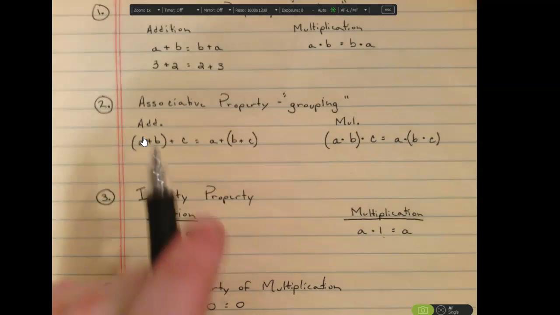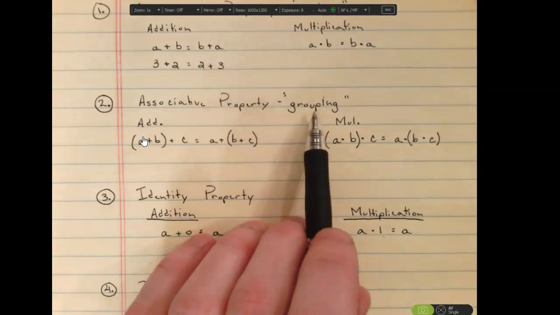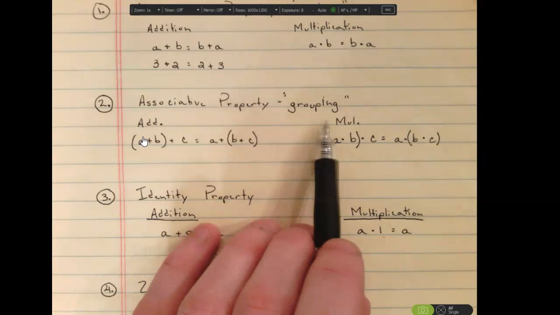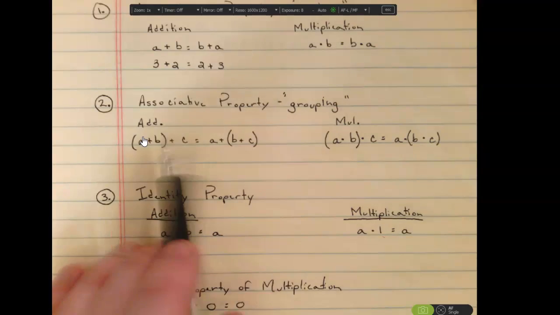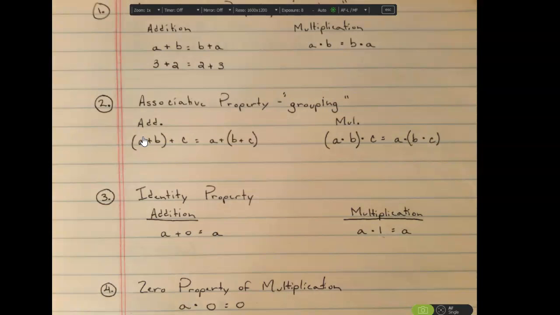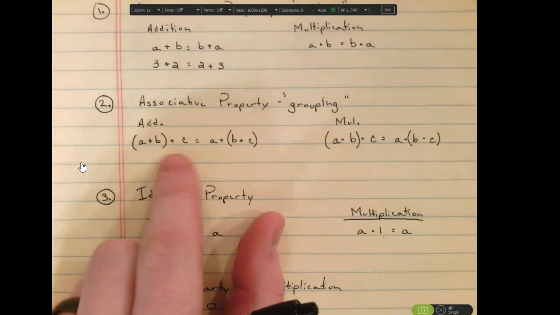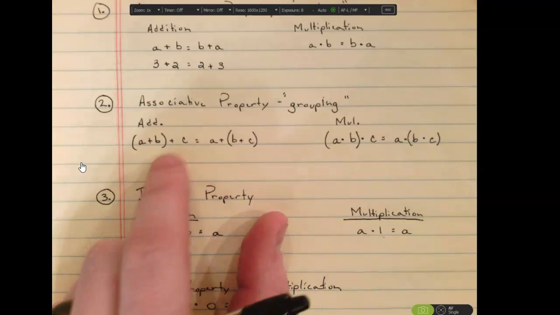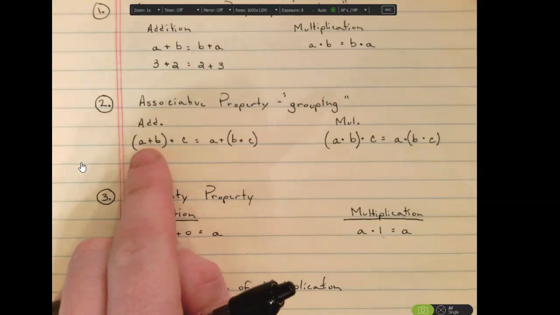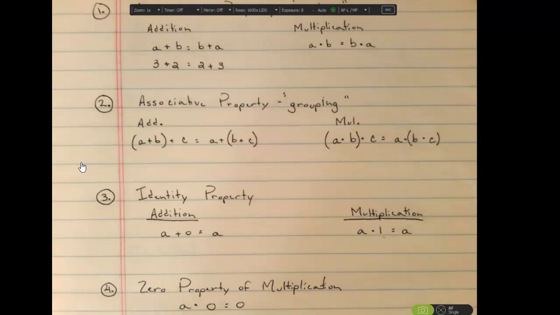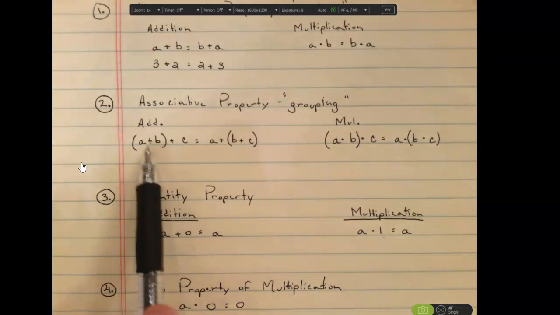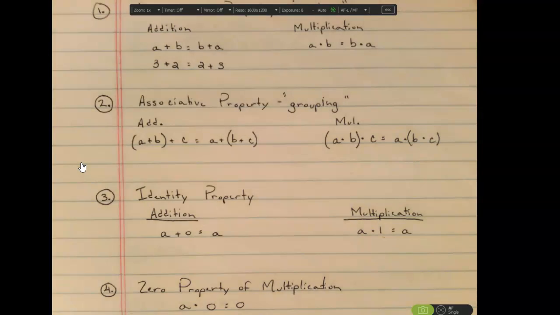The next property is the associative property. My keyword with the associative property is the word grouping. This entire property deals with how we group things and how we solve them when they are grouped. So for example, if I had here (A plus B) plus C, because of order of operations, we would solve this A plus B first. That's what the parentheses mean. Whatever's in parentheses, you solve first. So A plus B I would solve first and then add that answer to C.